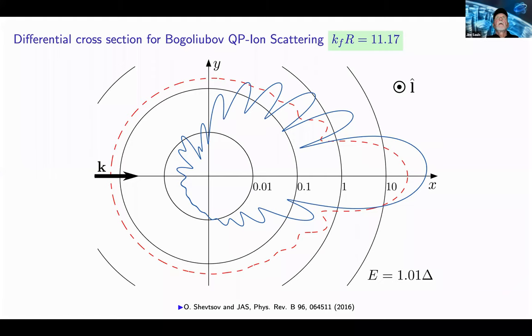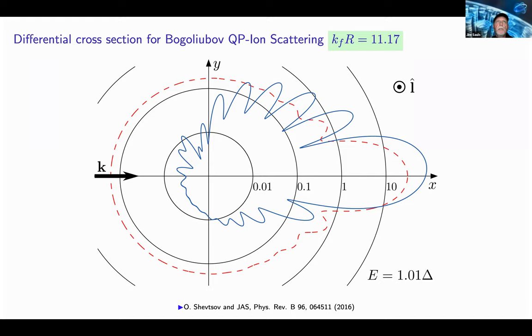So this is a calculation of the angular distribution of scattered quasiparticles. So momentum K is the incident Bogoliubov quasiparticle, and the ion is sitting at the origin. And this is the in-plane angular distribution of scattered quasiparticles. The size of the ion, by the way, once you determine it from the mobility, is about 11 Fermi wavelengths. And those chiral edge states that I mentioned earlier are all very sharp bound state resonances below the gap. And they give rise to resonance scattering above the gap. And so you see here exactly 11 resonances. And you also see an asymmetry in the angular distribution of the scattered quasiparticles.